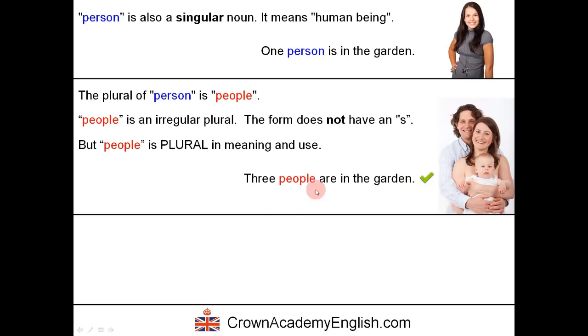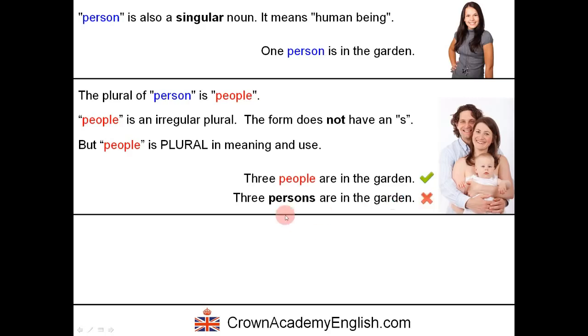We do not say 3 people is in the garden. No, this is a plural. So the verb must also be plural. Are in the garden. Notice here it was is. It was the singular form of the verb. 1 person is in the garden. But now we have the plural form. So that's all that people means. It's nothing too complicated.